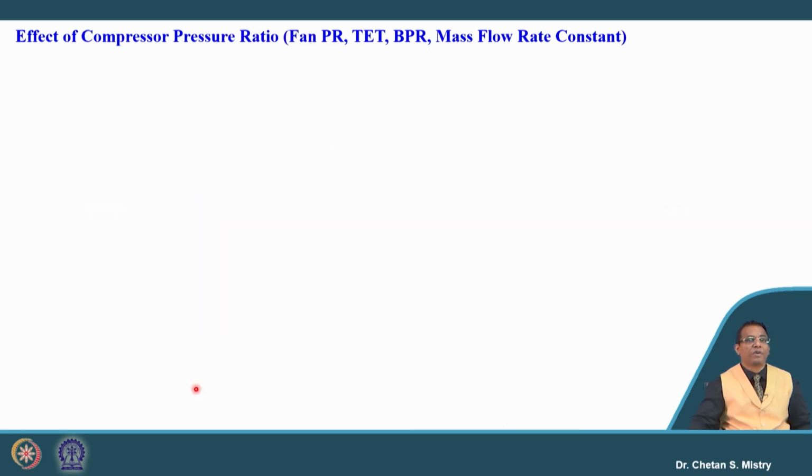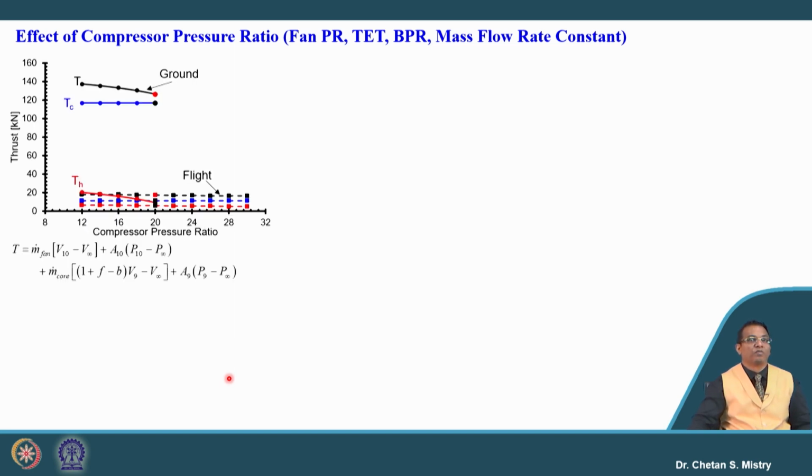Let us look at what is happening with changing the compressor pressure ratio. For this case, we will keep our fan pressure ratio, turbine entry temperature, bypass ratio, mass flow rate, and bleed the same. If we look here, it gives a trend similar to what we observed with increase of fan pressure ratio. With increase of compressor pressure ratio, we will have a drop of hot thrust, a slight increase or decrease of cold thrust, and overall a decrease of thrust.